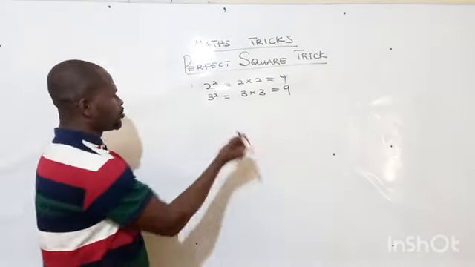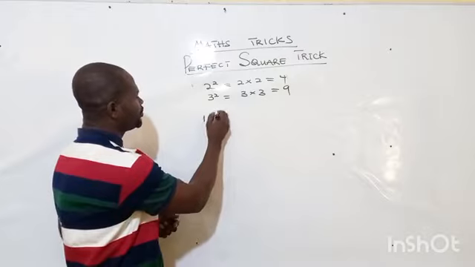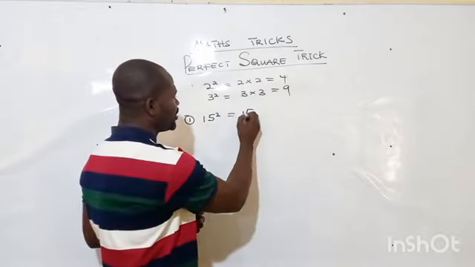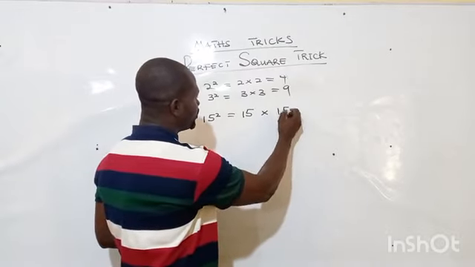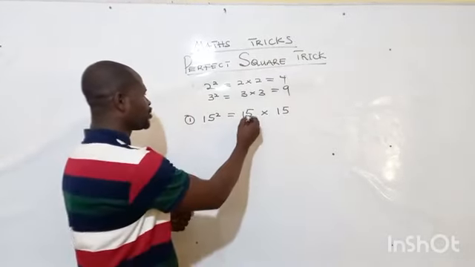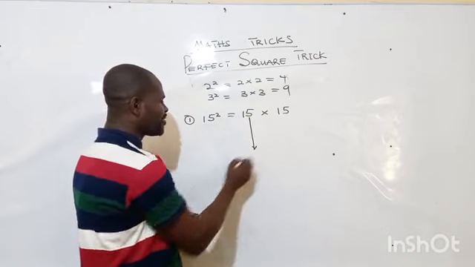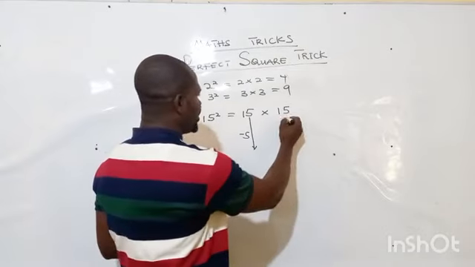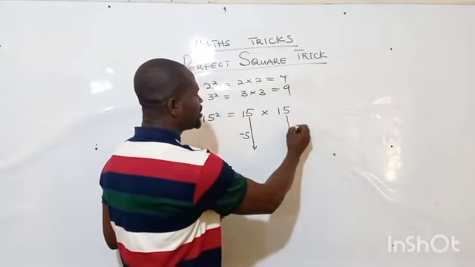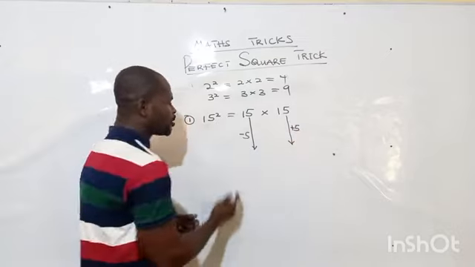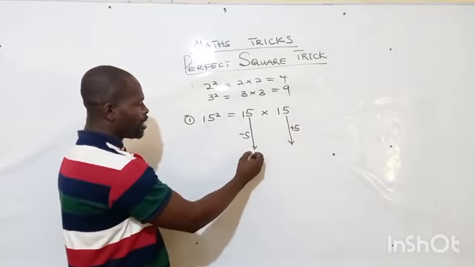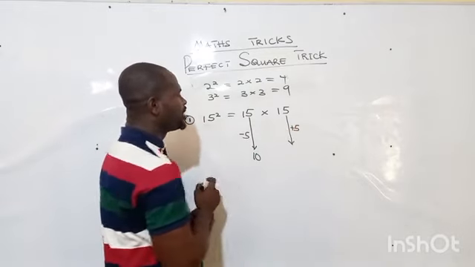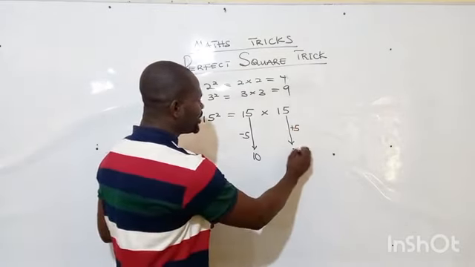So when you have 15 squared, the 15 squared is the same as 15 times 15. So this is how you go about it. If you look at the first one, we have the arrow down. You subtract 5 from the first 15, and then the second 15, you add 5 to it. So when you subtract 5 from 15, you are going to get 10, and when you add 5 to 15, you are going to get 20.